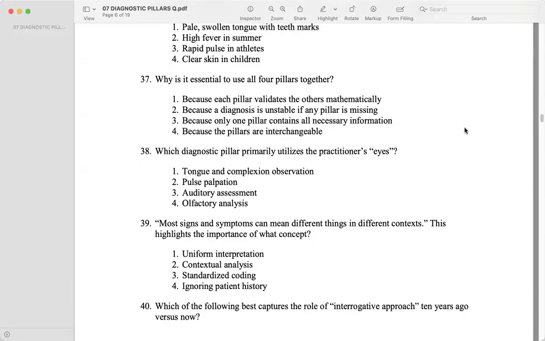Because a diagnosis is unstable if any pillar is missing. True, very true. So even if using only one pillar will already make you think of the diagnosis, you still have to validate it by performing the other pillars.